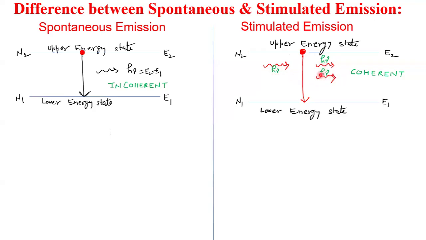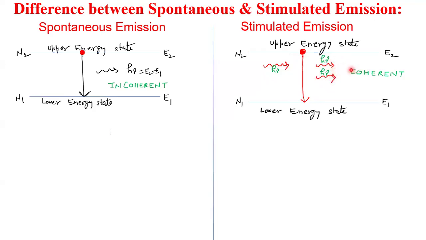You can see one is the incident photon, and an additional photon is emitted here because of this atom, which is making a transition from E2 to E1. So this incident photon stimulates this atom and makes it transition to the lower energy state by emitting an additional photon of the same energy as the incident photon. In that way, we are getting two photons of exactly the same energy, and these two photons maintain a constant phase relationship.